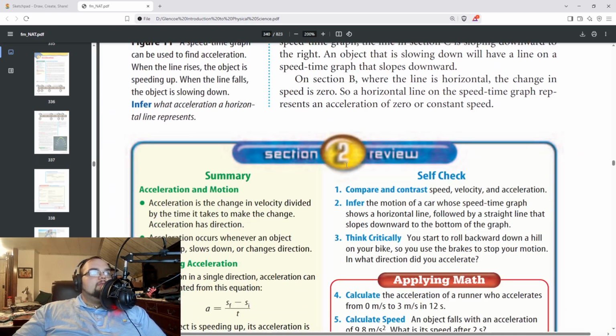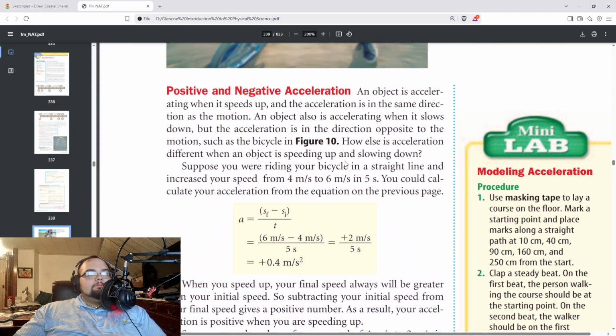Let's see how much we have left. Oh, only 2 pages. Nice.